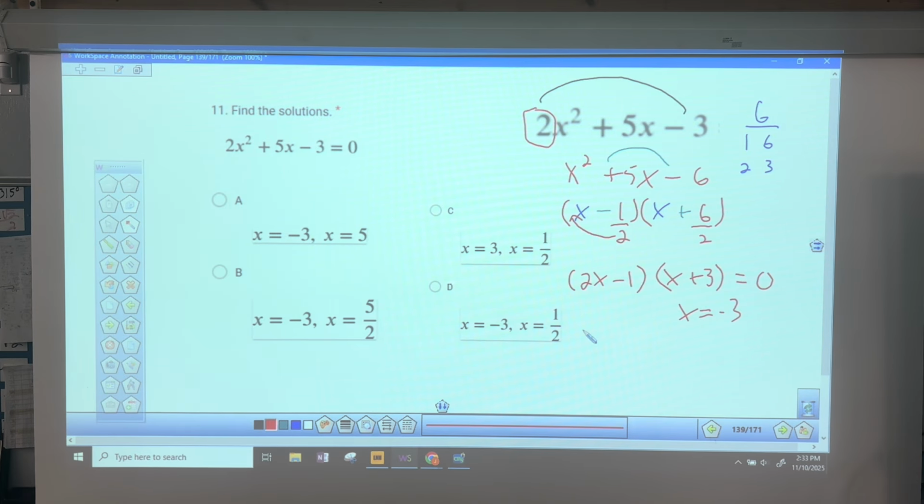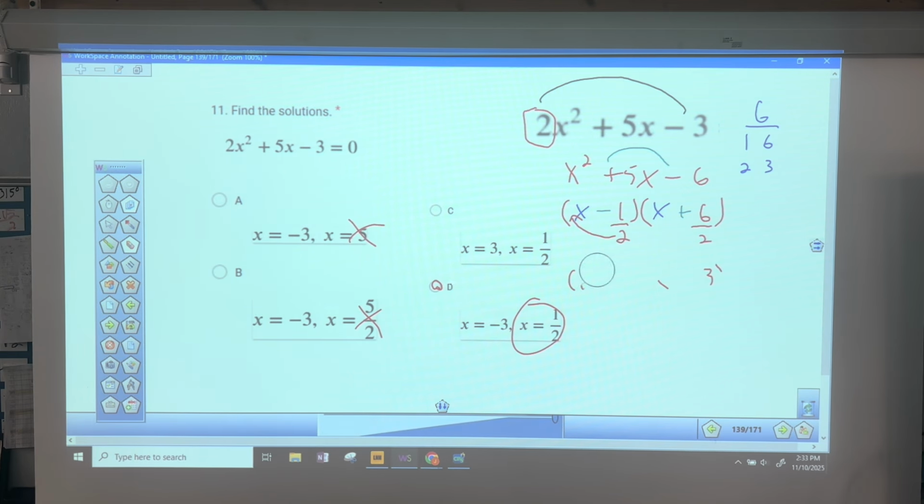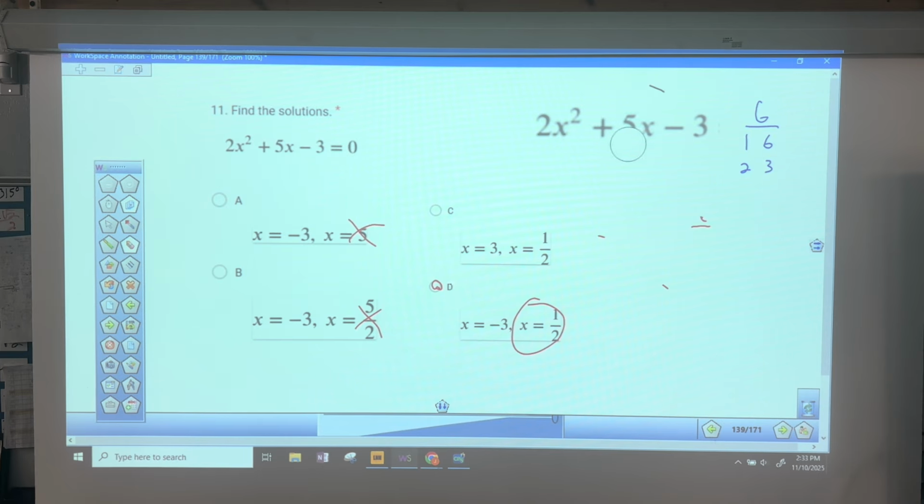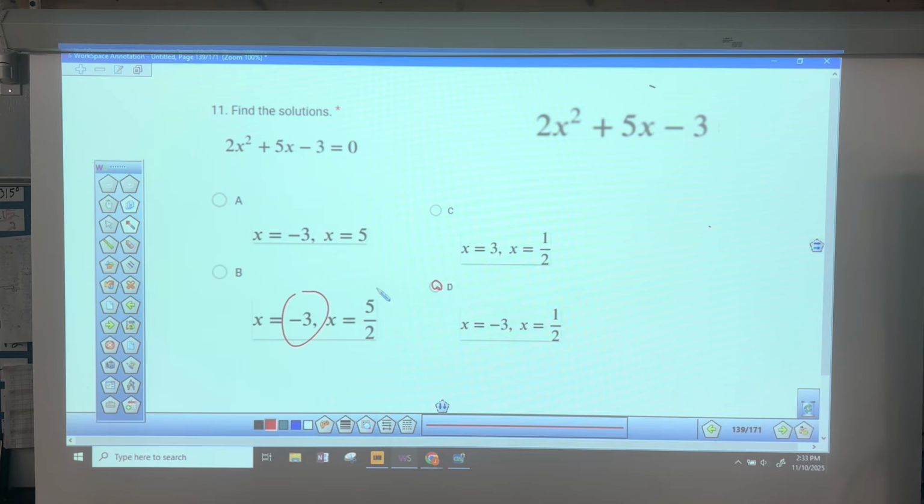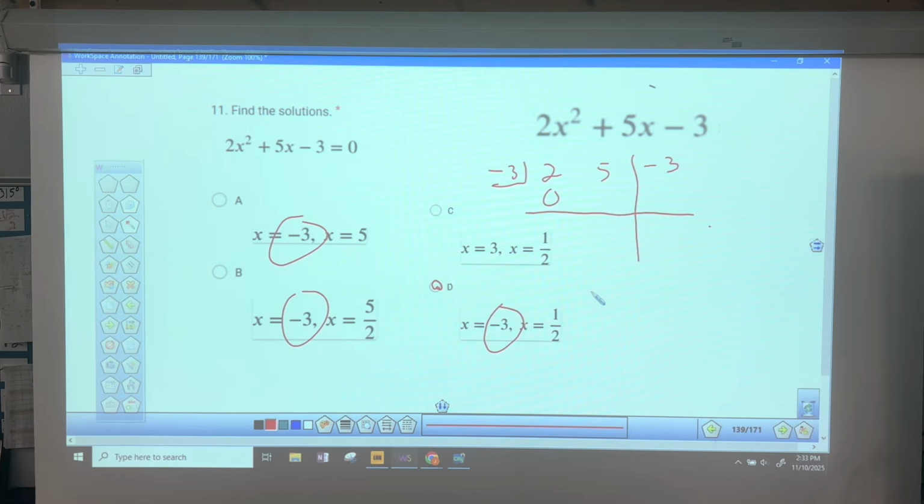Now if I set this equal to 0, 2x minus 1 equals 0. 2x equals 1. X equals 1 half. So I have x equals negative 3 and 1 half. Choice D. Let me show you another way. Since it's multiple choice, and most of the answers have a negative 3 in it, can't I just do synthetic? I'll put negative 3 in the backwards box, bring down the 2, bring down the 5, bring down the negative 3. Let's see what happens.